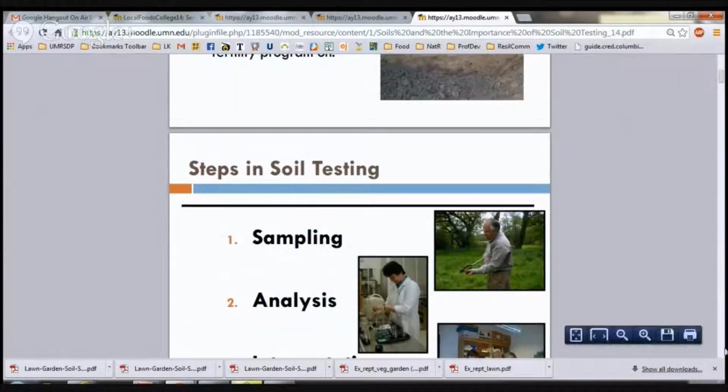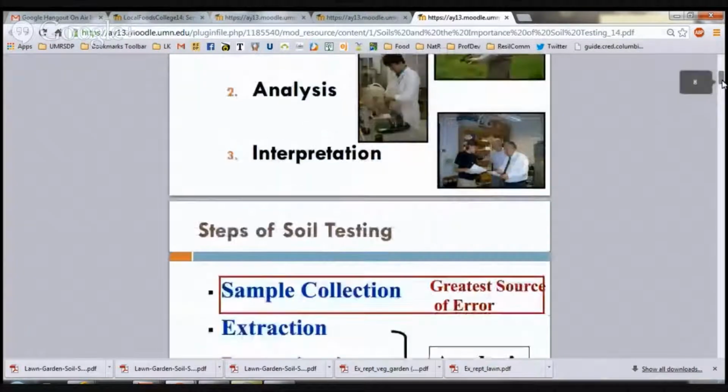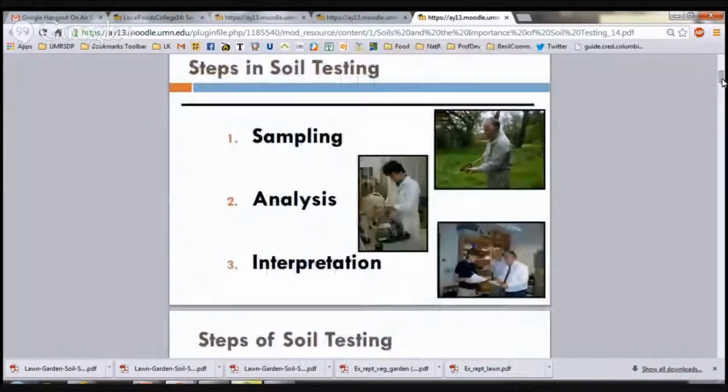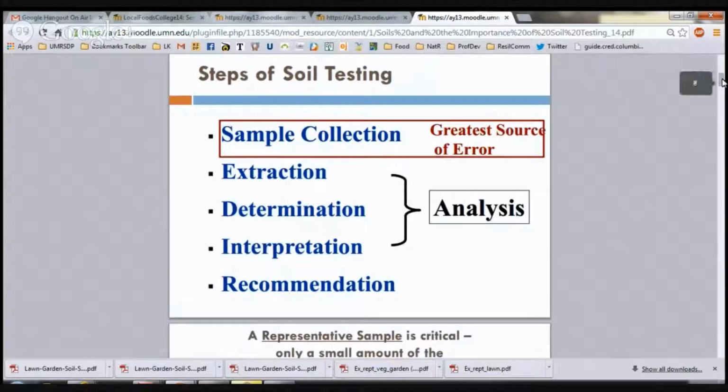So let me move this down just a little bit. So, picture there: steps in soil testing. We're going to sample. In the lab, we do all of our analysis, interpretation, and recommendations. But in general, sample collection is where we can go wrong. It's the greatest source of error.